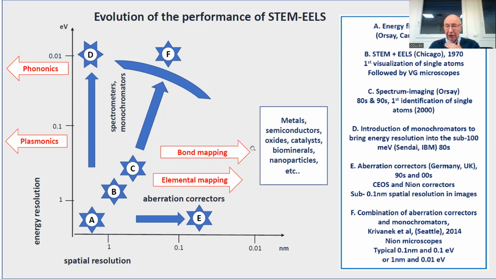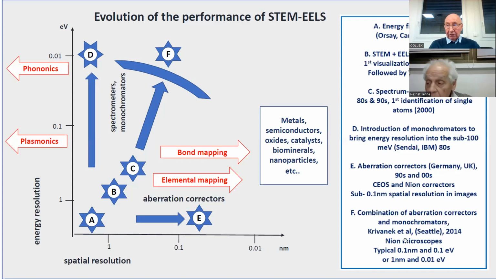So on the right, you have a few important dates in this progress along the years, from the first energy filtered image in the 60s at Orsay and in Cambridge, and at the end with the top performance in Seattle.